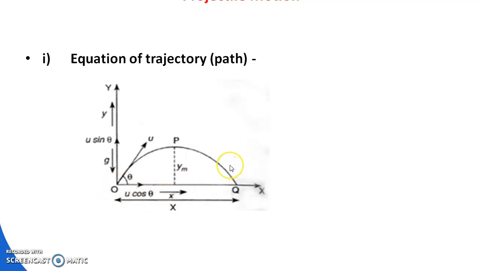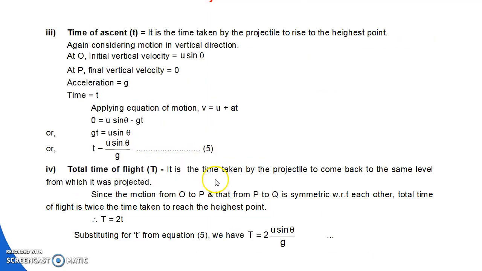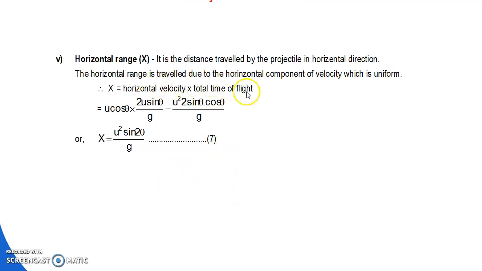the horizontal motion is uniform in nature, there will be no acceleration, and since it is uniform in nature, its equation is velocity is equal to displacement by time. So obviously displacement is equal to velocity into time. So displacement x is equal to horizontal velocity into total time of flight. So horizontal velocity u cos theta into total time.